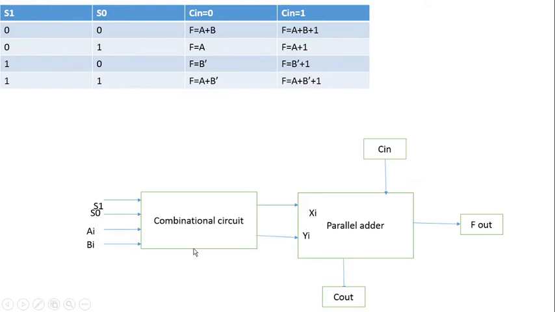Our task is to find the combinational circuit which forms the Xi input of this parallel adder, and another combinational circuit, with these four inputs, which forms the Yi input. For its working it also considers the Cin value. So we need to derive the various combinational circuits that form the Xi input as well as the Yi input. A separate combinational circuit forms each. What is the general procedure for finding such a combinational circuit?